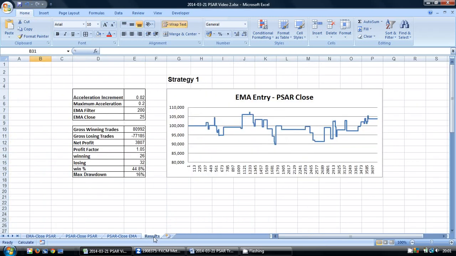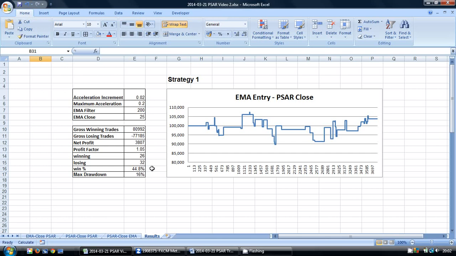Okay, so looking at the results here, you can see this here is strategy one. We're using standard settings for the PSAR, and we're using a 200 period EMA entry. And we can see, despite the fact that this is a very simple strategy, it's not really been that good over this period of time. We've had a relatively small number of trades, and from 100,000 starting capital, we've managed to eke out a very small net profit.